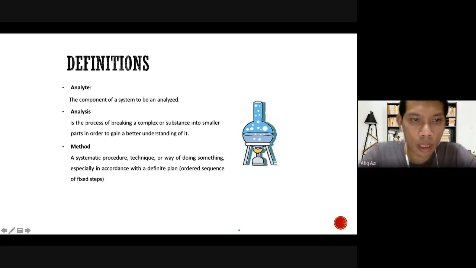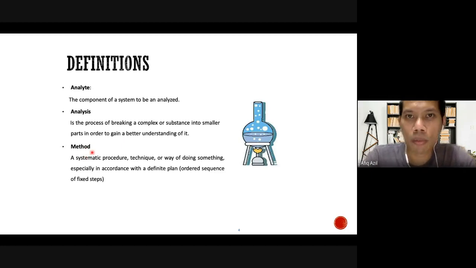And then the analysis. Okay, analysis is the process of breaking a complex or substance into smaller parts in order to gain a better understanding of it. And then method.